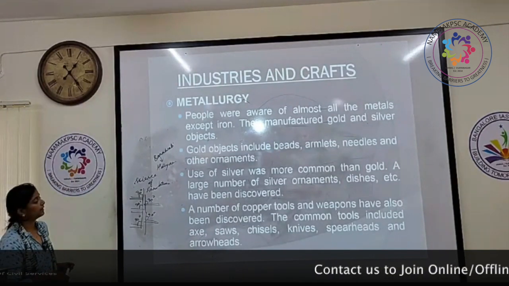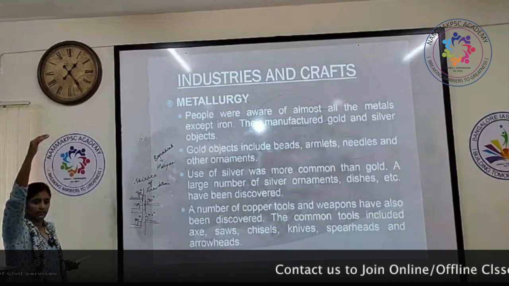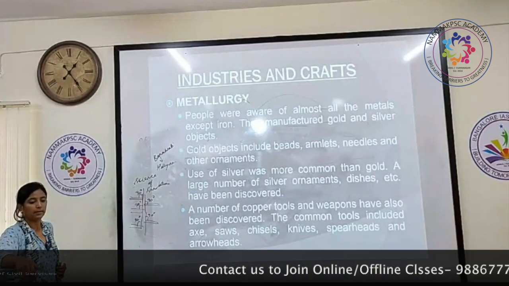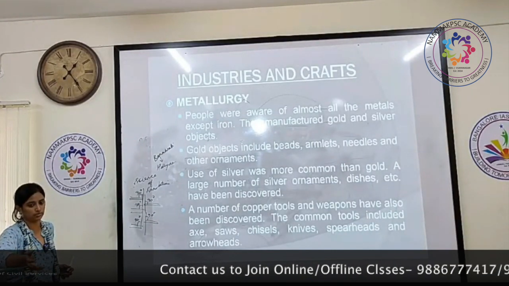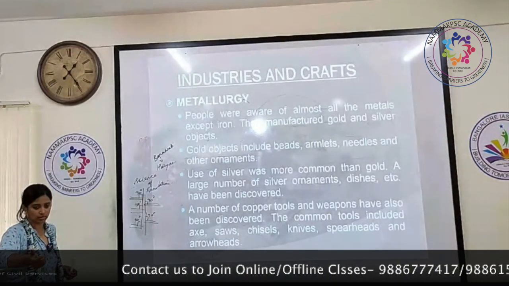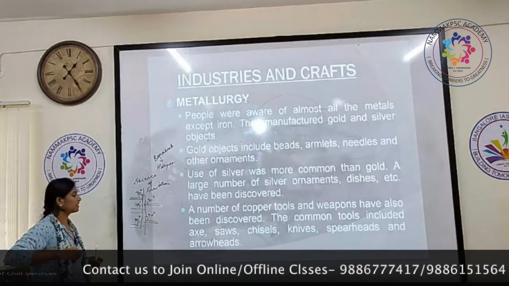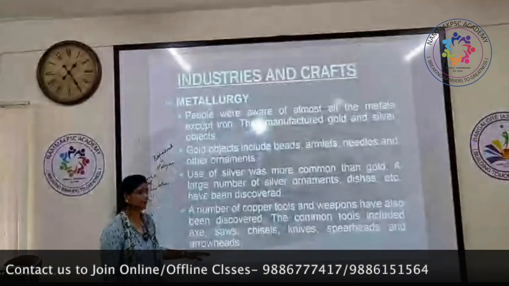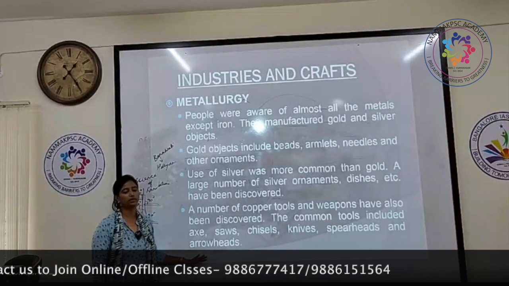Weapons, but don't take it to the level of warfare weapons; these are small-level weapons, maybe to cut the meat. Then spindles and all those things, it could be. Then common tools are axe, saw, chisels, knives, spearheads, and arrowheads. These are the weapons that we are talking about.